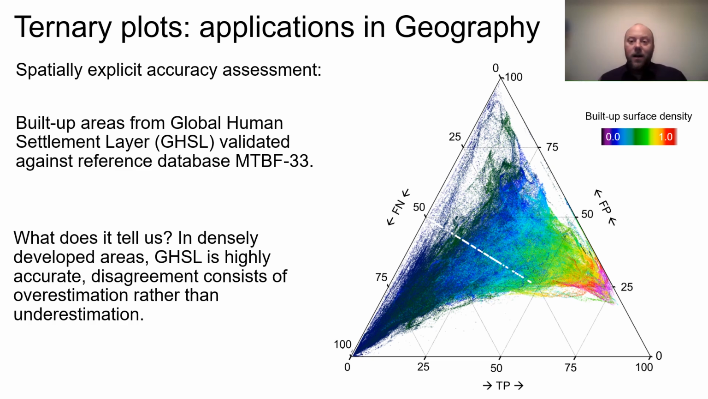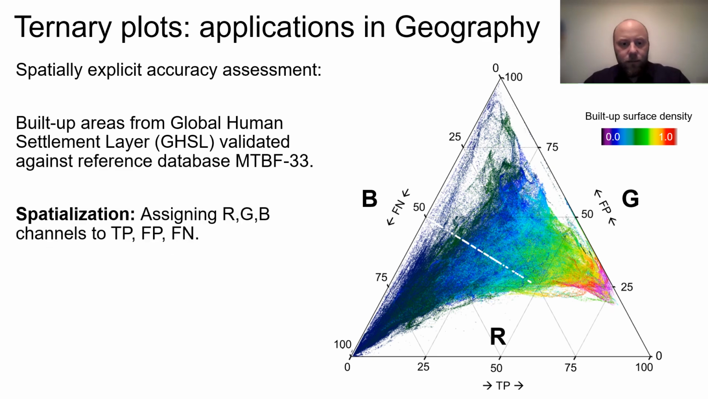And then we use another spatial variable for color encoding, right? So this is another interesting application, I think. And this is just to highlight what I just said, that in urban areas we see this kind of high level of agreement. Okay, but now we can go even further.